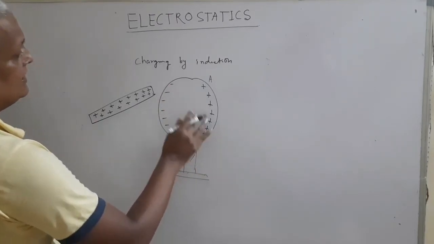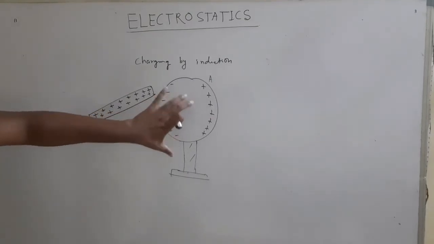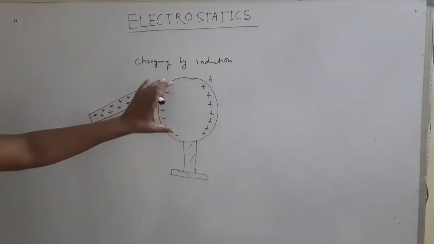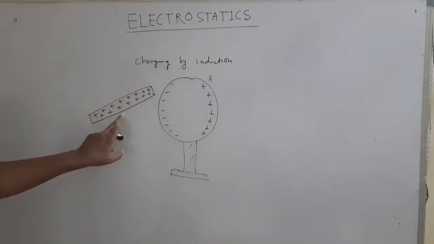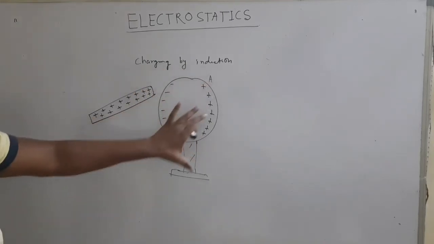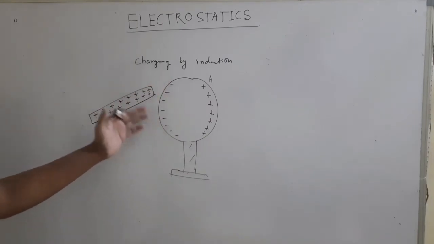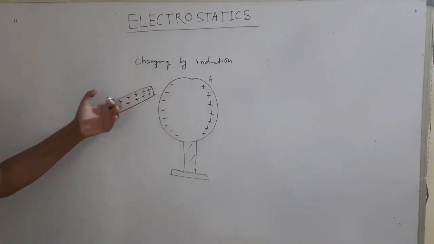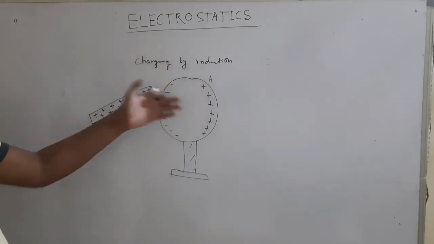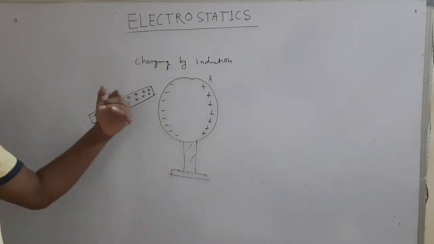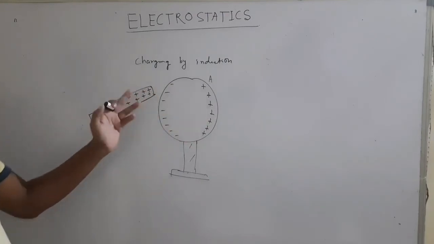So this body already had equal amounts of positive and negative charge, but the presence of this positively charged rod is separating the two charges in such a way that the opposite charge comes closer to the rod, and the similar charge is pushed farther to the end. So it goes like this.